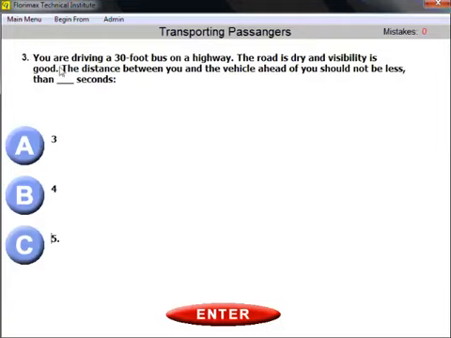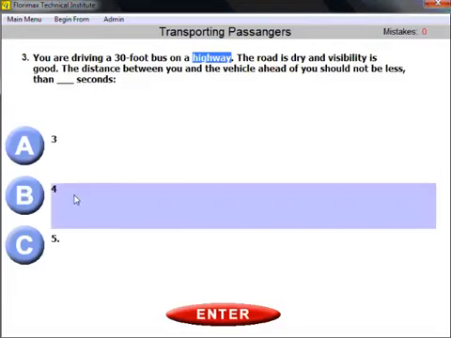Question number 3. You are driving a 30-foot bus on a highway. On a highway, pay attention to this condition. The road is dry and visibility is good. The distance between you and the vehicle ahead of you should not be less than how many seconds? And the right answer is 4. You might ask why. You remember the general rule, 1 second per each 10 feet of the vehicle length. But remember, you should add 1 extra second when the speed is more than 40 miles per hour.